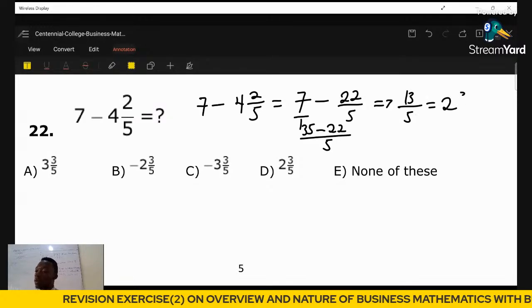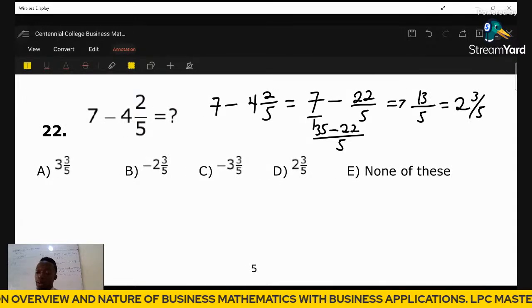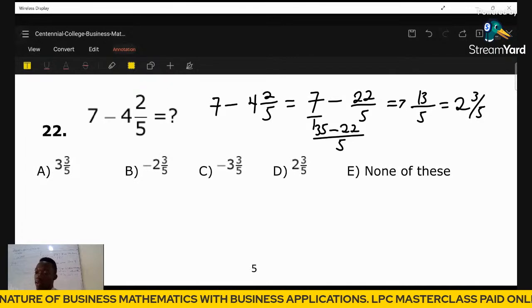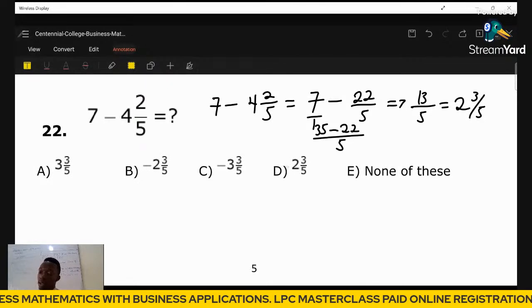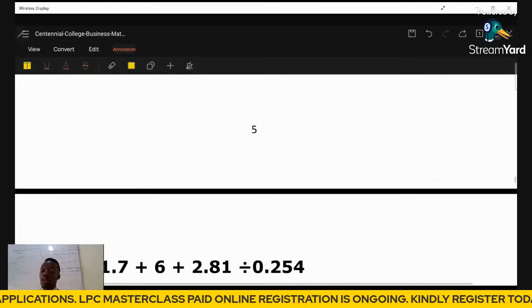And that should give you what? 2 whole number, 3 out of 5. 2 whole number, 3 out of 5. And that should be option what? D. That should be option D. So let's take note of that.